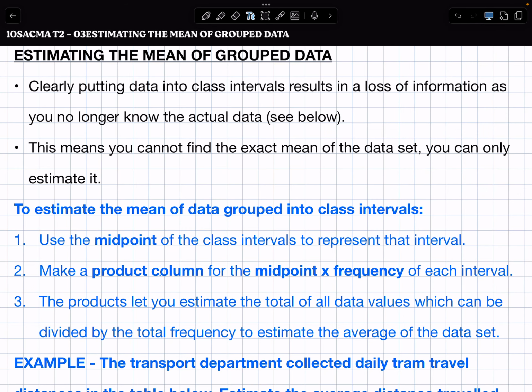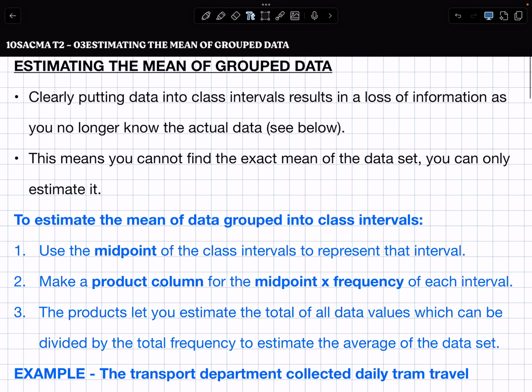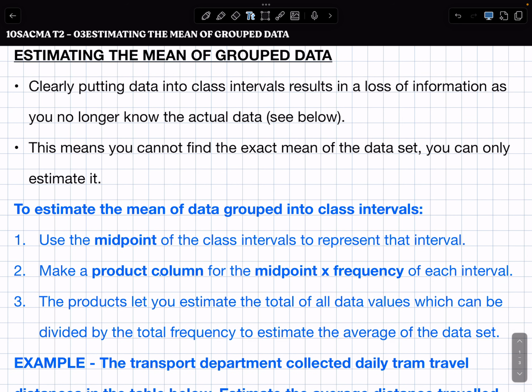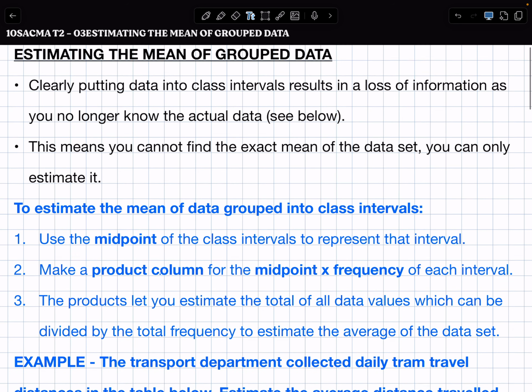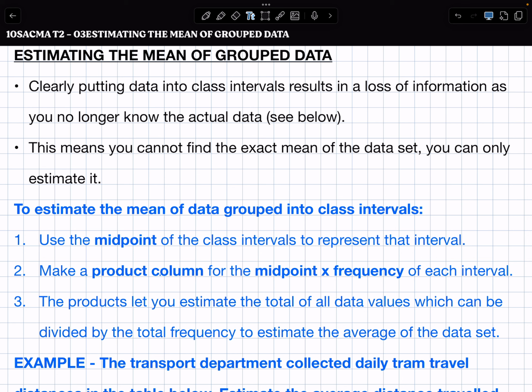Okay, we did mean, median, and mode last week. I showed you how to do it with tables, but there's a tricky one: when the data is grouped into class intervals. The problem is we lose information.